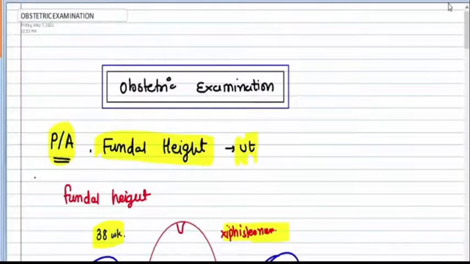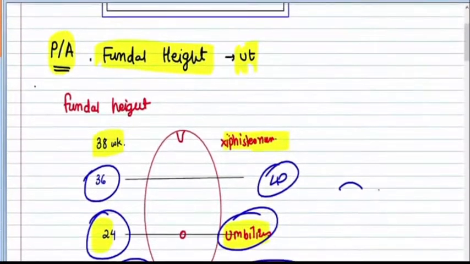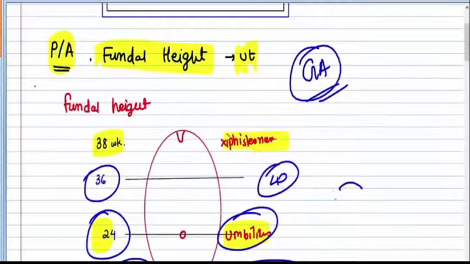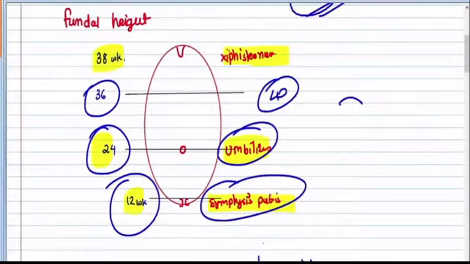Now let's discuss obstetric examination. After doing general examination, you will do per abdomen examination. On the per abdomen examination, you will measure fundal height, and the fundal height of the uterus correlates with the gestational age. When the fundal height reaches up to symphysis pubis and the uterus becomes just palpable, the gestational age will be counted as 12 weeks.